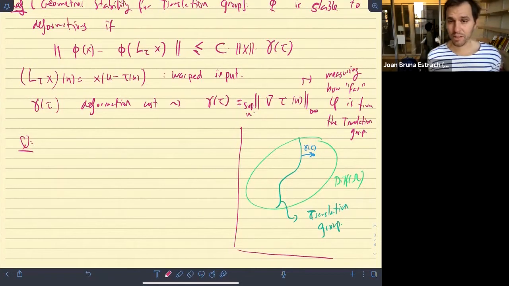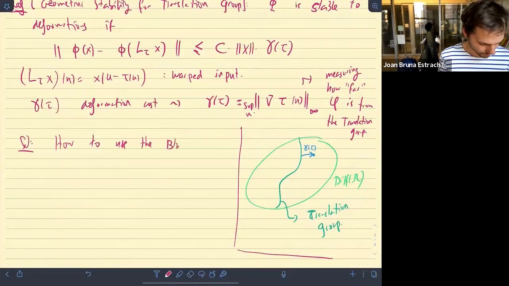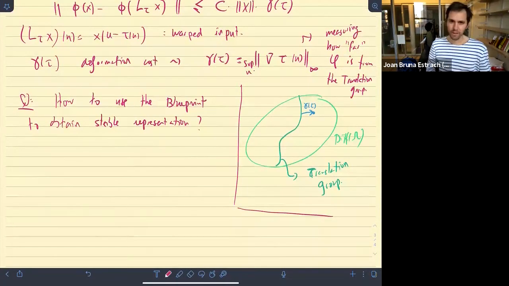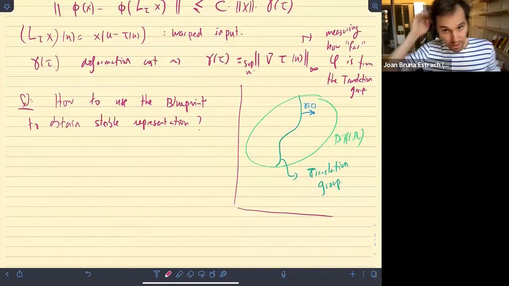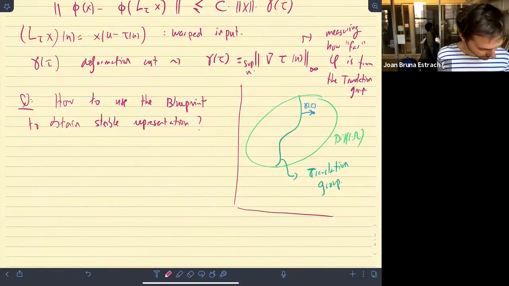But now we need to ask the question about stability, right? So basically, how to use the blueprint to obtain stable representation. And so here you can see that the conditions for the blueprint to give me invariant features are incredibly loose, right?